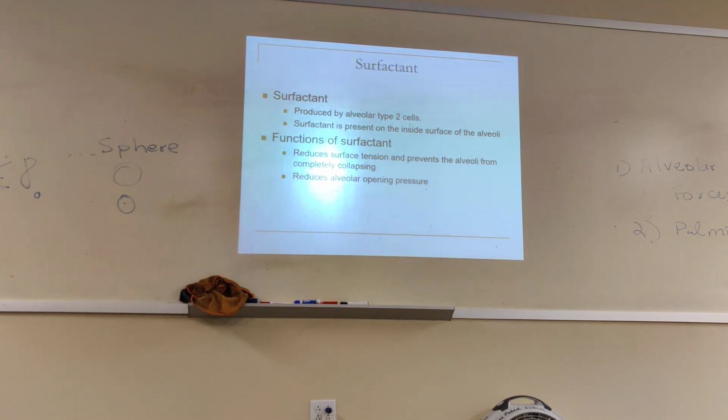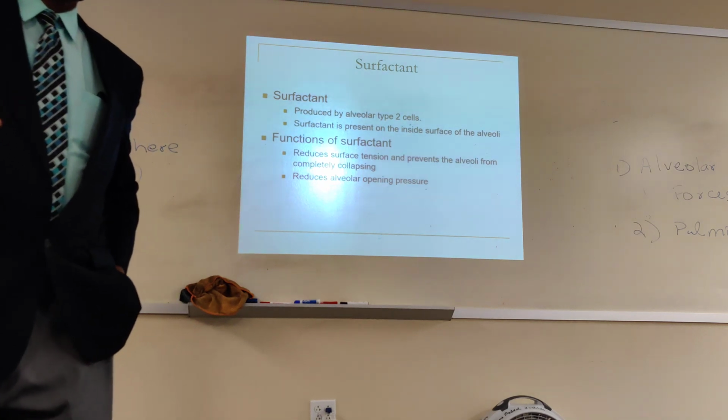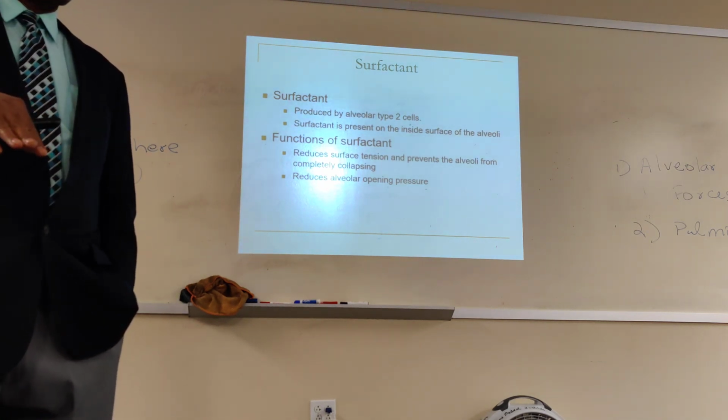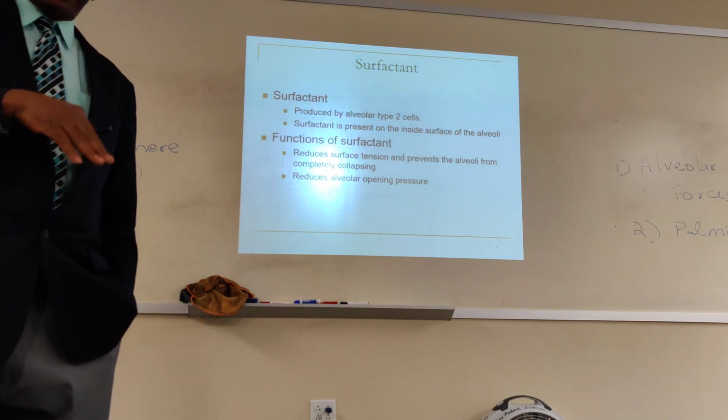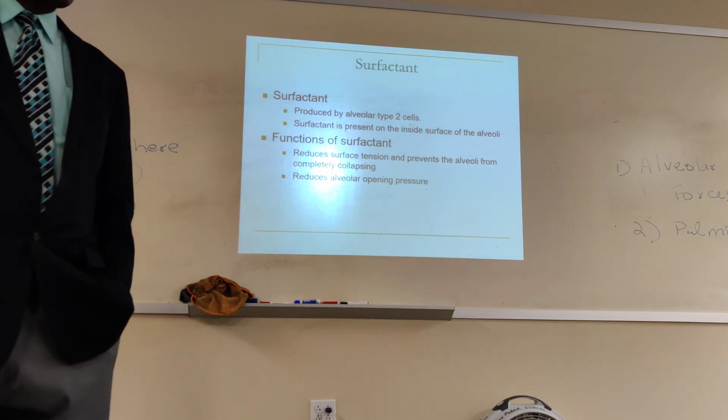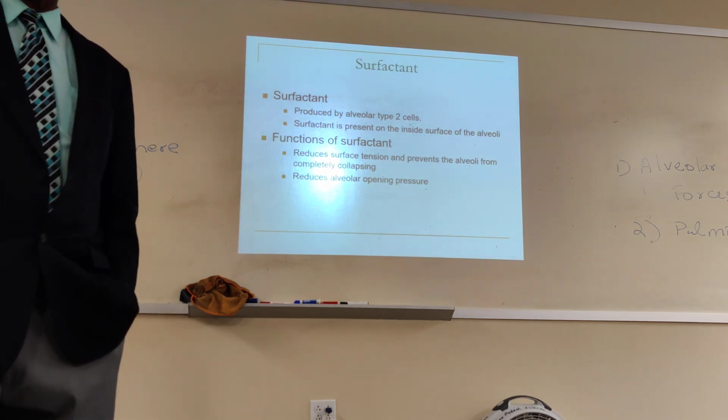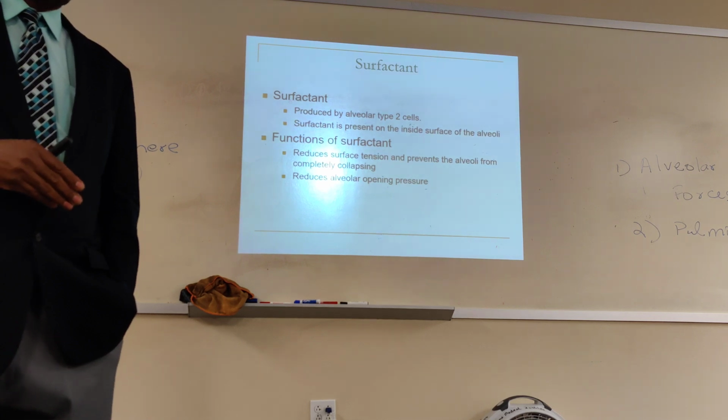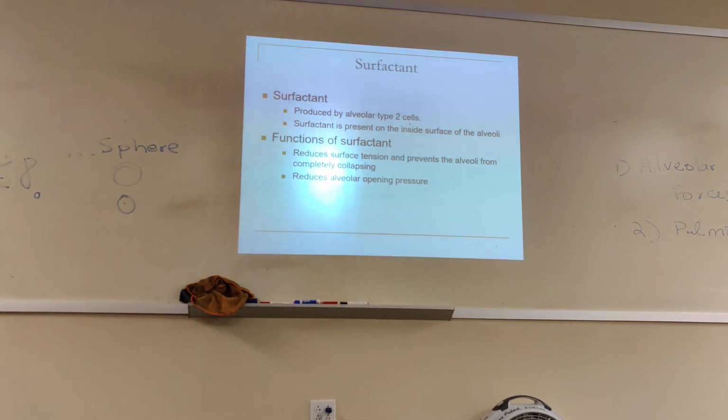So surfactant reduces opening pressure. Now, opening pressure is the amount of pressure that you need to open up the lungs. That's very easy. Your PIP. Okay, so if you have enough surfactants, your lung compliance will be higher, meaning that your lungs will be easier to stretch. And then the amount of pressure required to open it up will be lesser, and vice versa. Any questions?